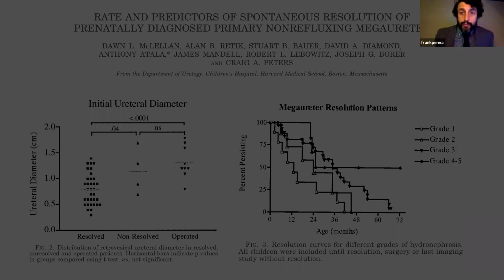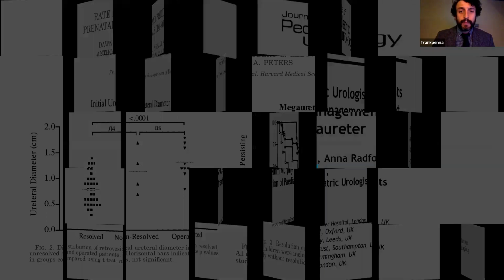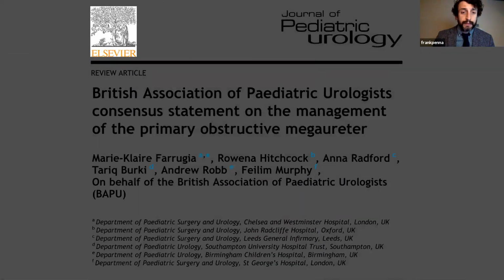Anyway, so the predictors of resolution. How do we know which kids resolve with this condition? Mainly, the more dilated the ureter is to begin with, the more likely they are to have something done to them. If it's greater than a centimeter, typically we'll end up having to do something because, like any condition, the more severe versions, typically we intervene on, and this is no different. But a lot of them do resolve. It just depends on how severely dilated the megaureters are to begin with, if they're obstructive.